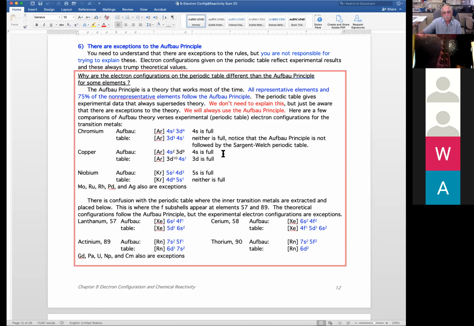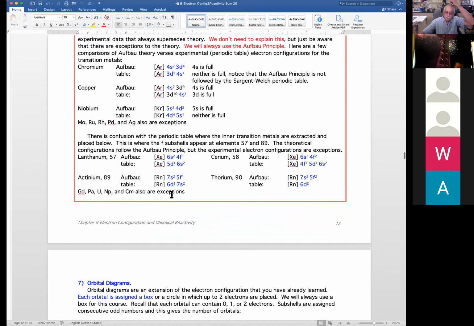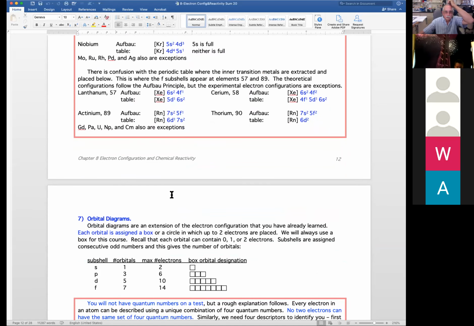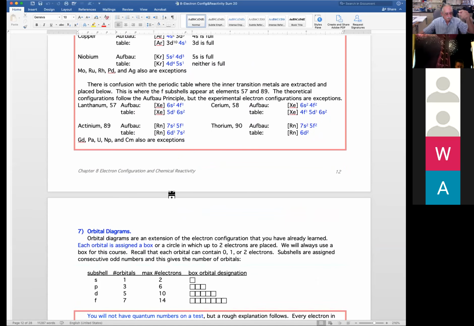Copper is another one. Niobium is another one. There's a bunch of other exceptions. And where it really becomes important is right at the transition on the periodic table, where we take out the f subshells and put them in the lower section over here. Why did they take them out there?